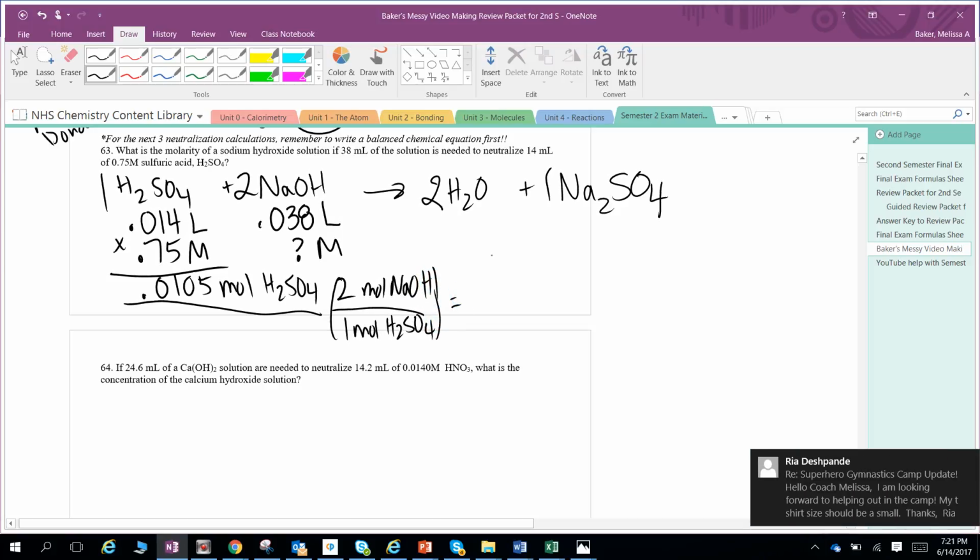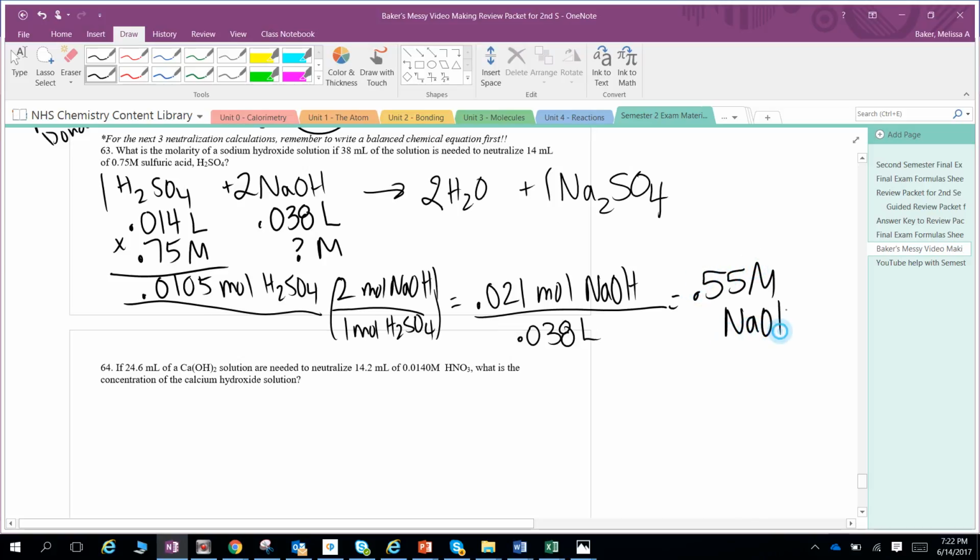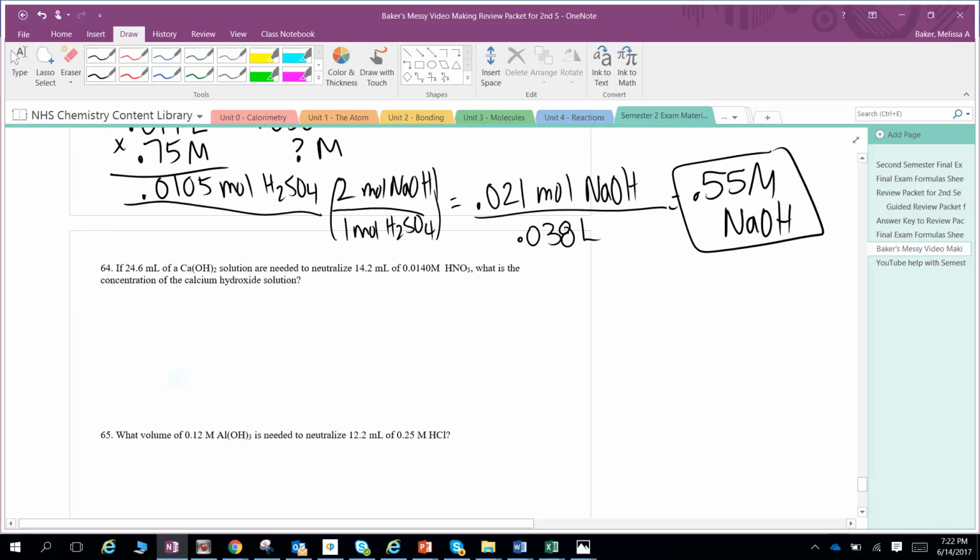So we've got to multiply 0.0105 by 2. That comes out to be 0.021 moles of NaOH. And divided by how many liters of base, 0.038 liters, that's a 0.55 molar solution of NaOH. It's the same steps every time.